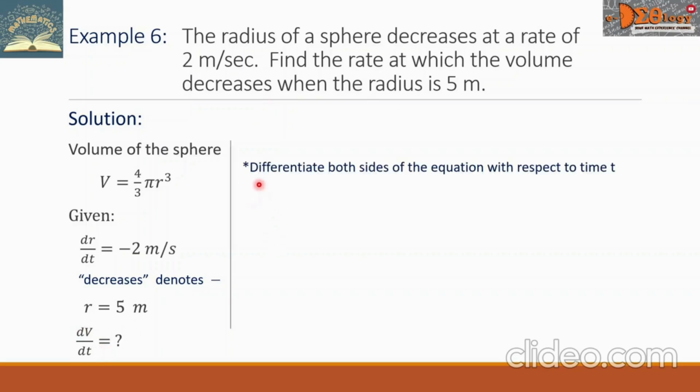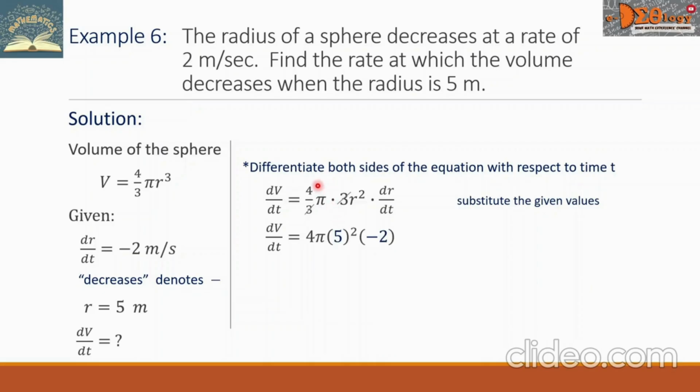Now, next step, let us differentiate both sides of the equation with respect to time t. So this is our equation. The left side becomes dV over dt equals, the right side, this 4 over 3 pi is a constant, so we copy it here, times the derivative of r cubed, so we have 3r squared, times dr over dt. We can simplify the right side. We can cancel this number 3 and the 3 in the denominator. From here, we can substitute the given values.